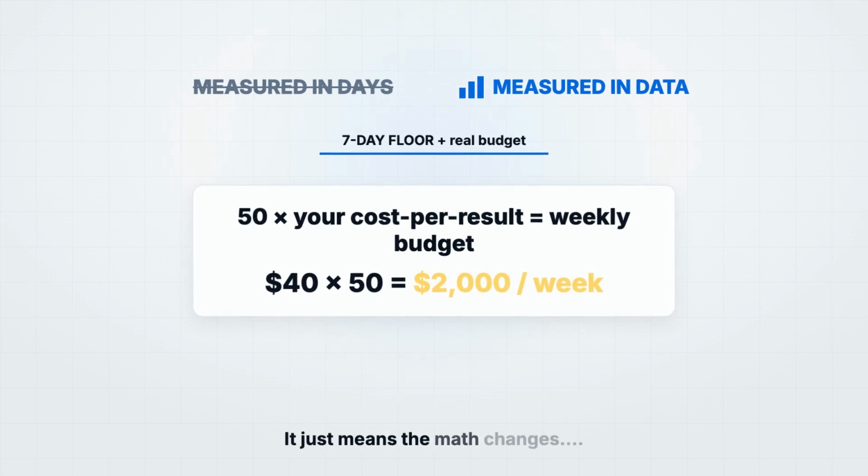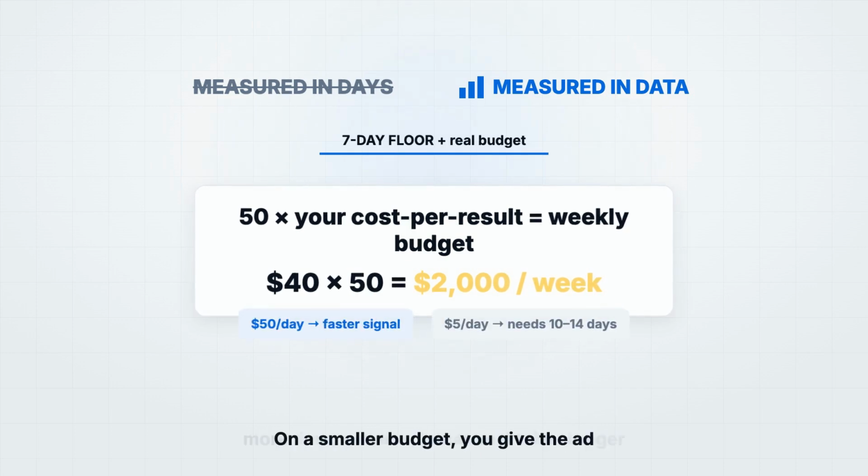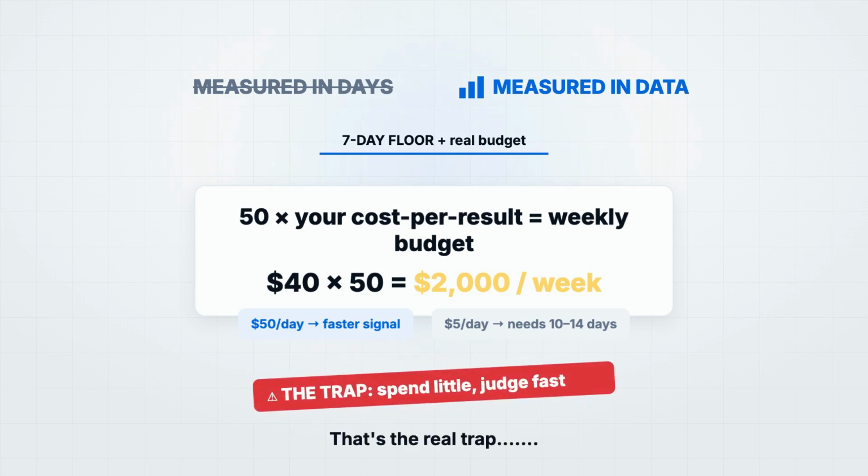It just means the math changes. On a smaller budget, you give the ad more time, not less, because it takes longer to collect the same 50 signals. $5 a day might need 10 to 14 days before the number means anything. Spending more means you learn faster. Spending less means you wait longer. What you can't do is spend a little and judge it fast. That's the real trap.